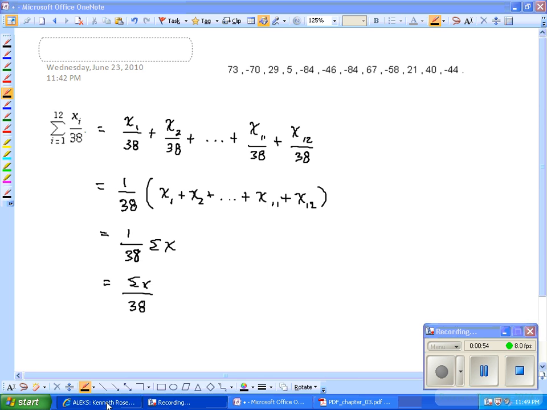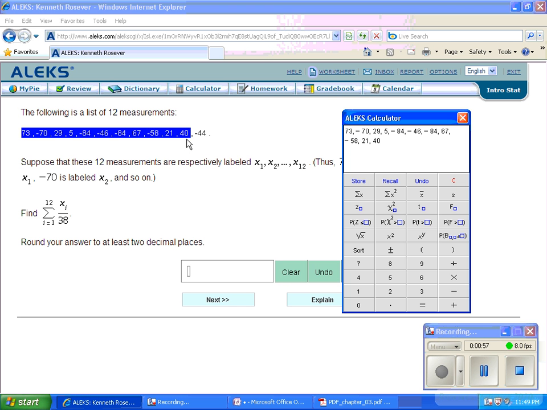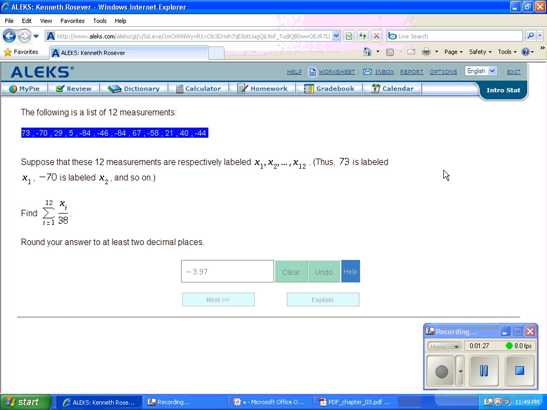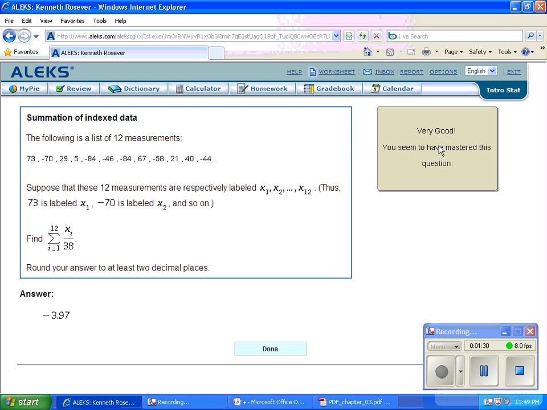This makes it very easy in ALEKS if you're given a problem like this, because you can just select them all and hit sum of the x's, because it's a complete index from 1 to 12, so we have them all, and then just take that result and divide it by 38. Enter. They're telling us to round to at least 2 decimal places, so 3.973 is going to stay at 3.973, but it's negative, so negative 3.97. I hit next, and it'll tell me if we got it right. Very good. I seem to have mastered it.